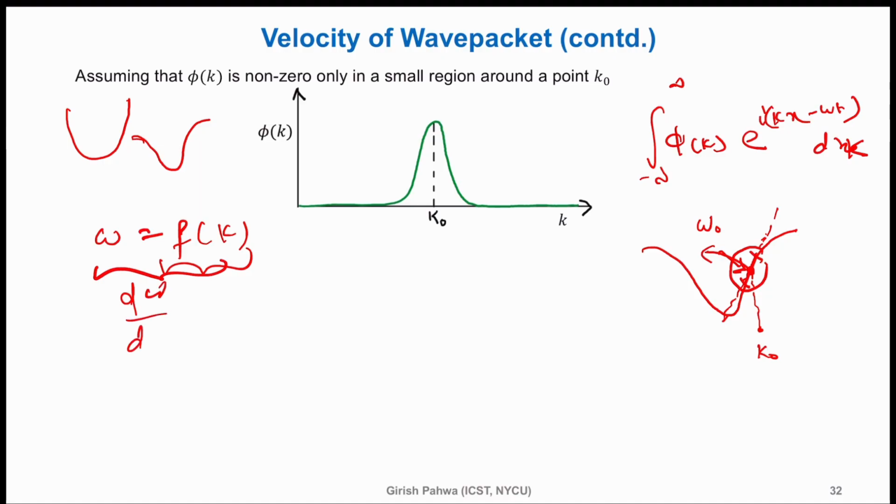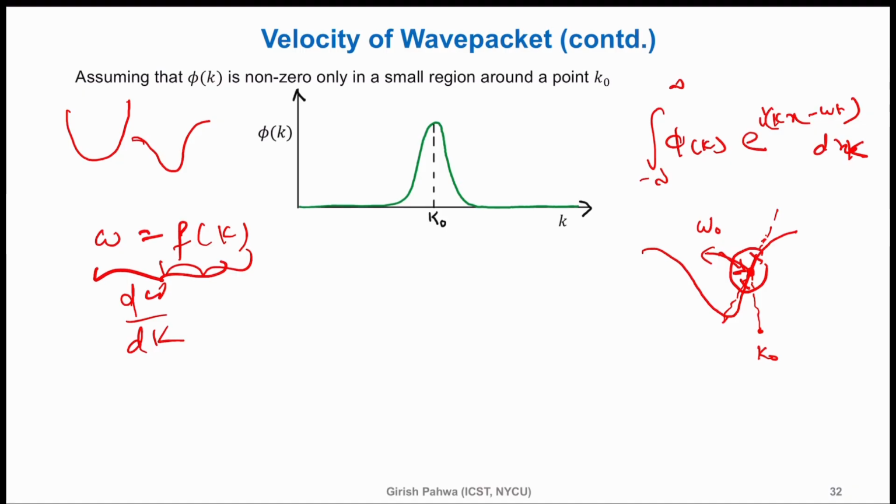d omega by dk. This is the slope. Yes. But where do I calculate d omega by dk? Somewhere here. At what point? k equal to k naught. Okay, so now let me form the straight line equation.